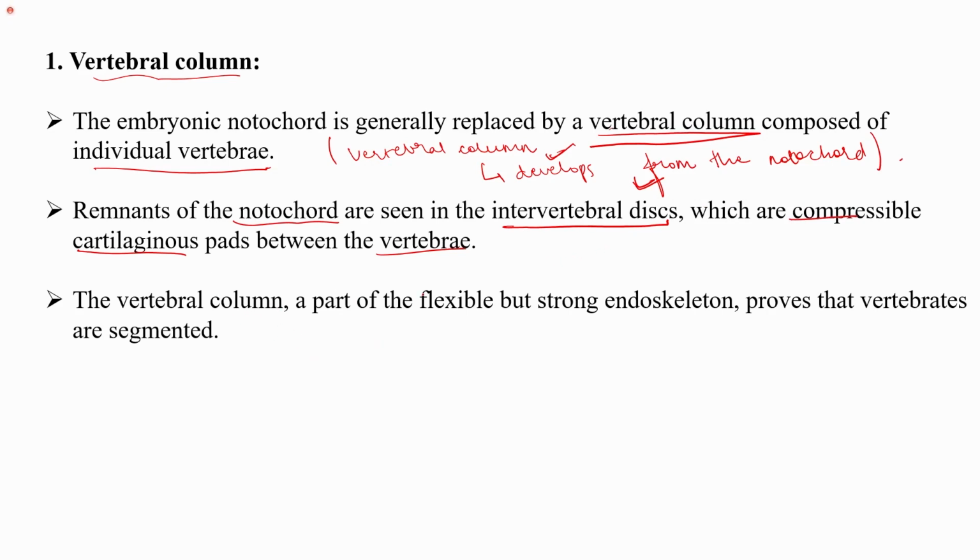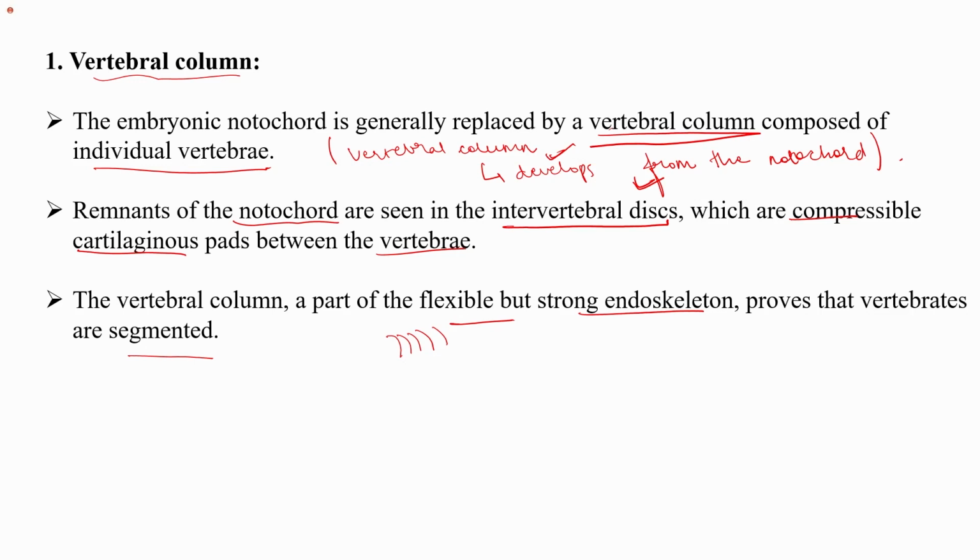The vertebral column is a part of a flexible but strong endoskeleton. It proves that vertebrates are segmented. So the individual vertebrae are developed. We know we have different vertebrae. So the vertebral column is a part of a flexible but strong endoskeleton, proving that the vertebrates are segmented. Right?